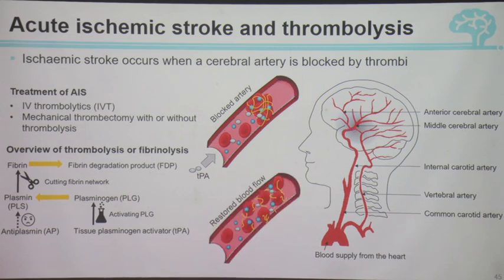So after the TPA reaches the clot, it acts after this series of reactions. It basically breaks down, as you can see in this cartoon, the fibrin strands, and then the contents are released, and the flow is restored. That's how this works from a simplistic point of view.